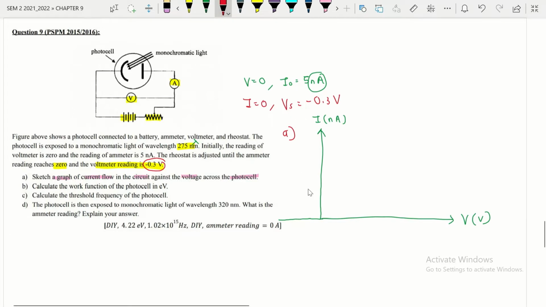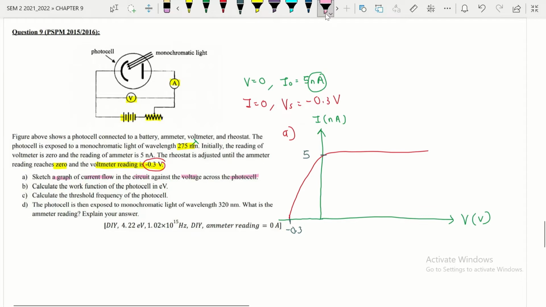For a graph of photoelectric current against voltage in a photoelectric experiment, you will get a graph like this. So this is your graph, and here is your stopping potential, which is negative 0.3. And here is your I0. Your I0 is 5 nanoampere. Good. So this is how you sketch your graph.